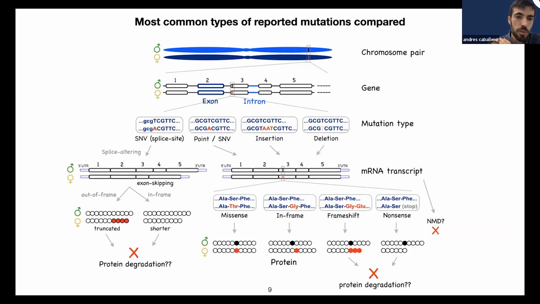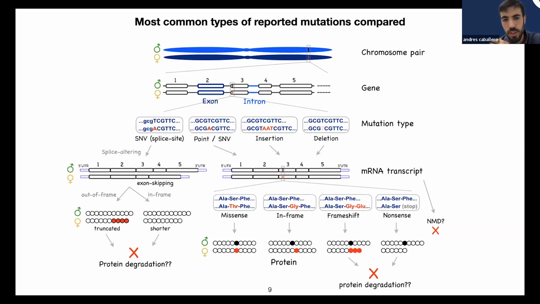So you would have one copy with all exons of that gene, but another copy of your transcript would not have that exon. That skipping could then lead to an out of frame or in frame change of the reading frame of the transcript, and therefore that could lead to a truncated or a shorter protein, which maybe in the end is degraded after all.